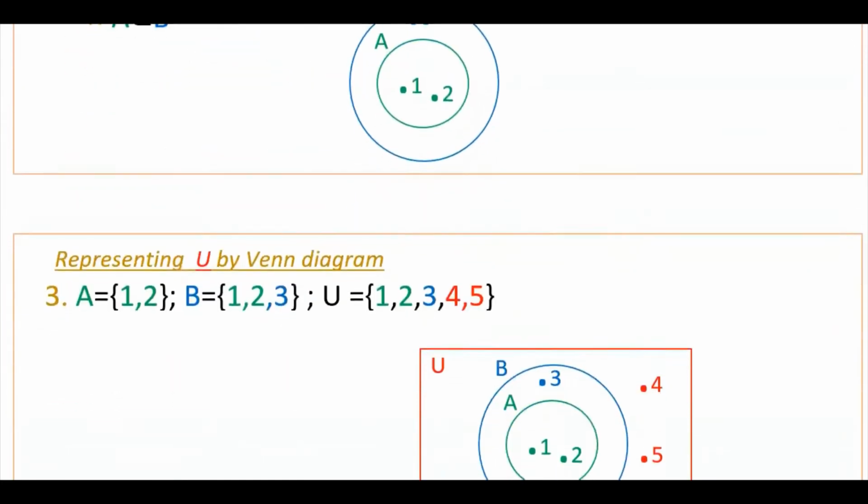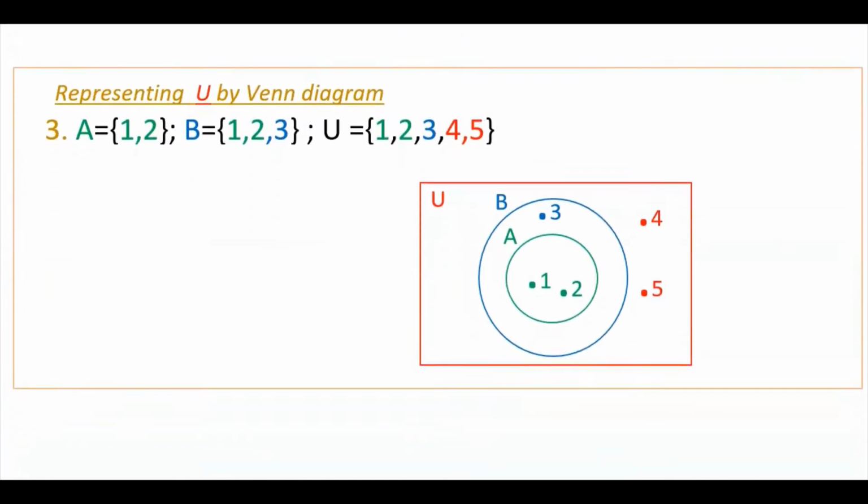And the next one is representing the universal set by a Venn diagram. We know that the universal set includes all the elements of the related sets. For example, A equal to 1, 2 and B equal to 1, 2, 3. Then the universal set contains all the elements of A and B, 1, 2, 3, without any repetition of the elements. We know that the universal set is represented by a rectangle. So first draw a rectangle, and this universal set includes all the elements of A and B.